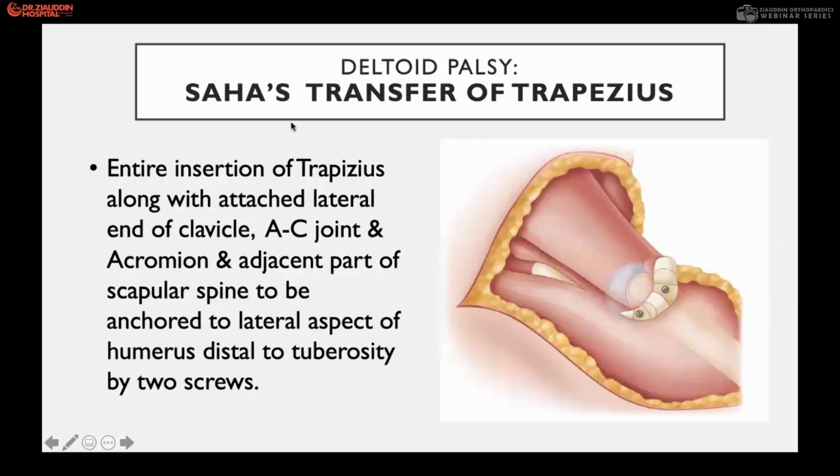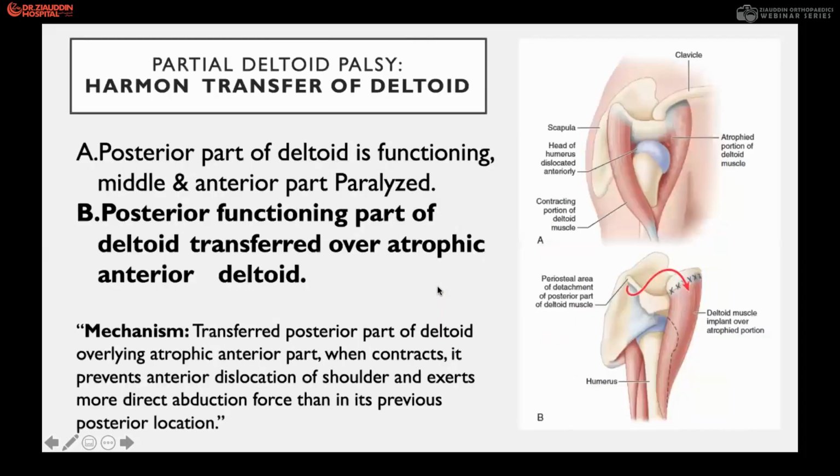Saha also advised a transfer of the trapezius muscle, but a total transfer of the trapezius muscle along with the clavicular part, acromioclavicular joint, and adjacent part of the spine. He also transferred it at the same area above the Bateman area, between the shoulder, the surgical neck, and the Bateman area on the lateral side of the shoulder, and then it acts as a good abductor and also substitutes for the rotators and the depressors as well.